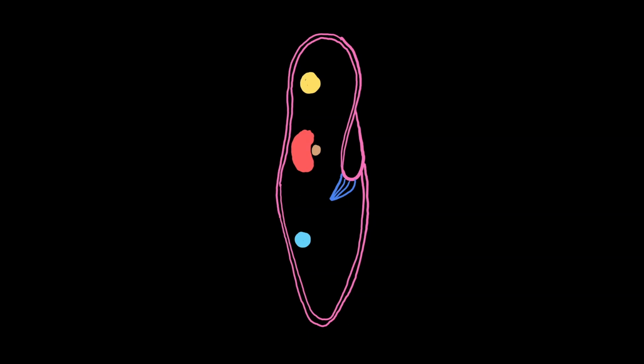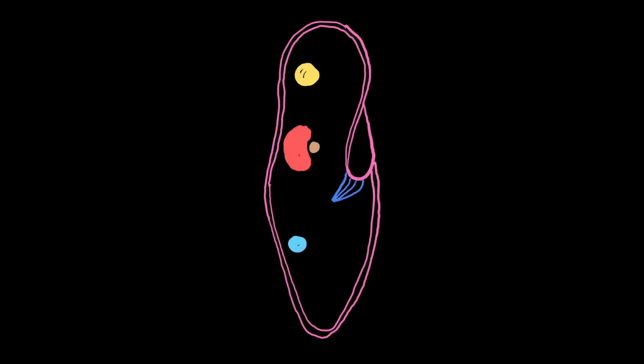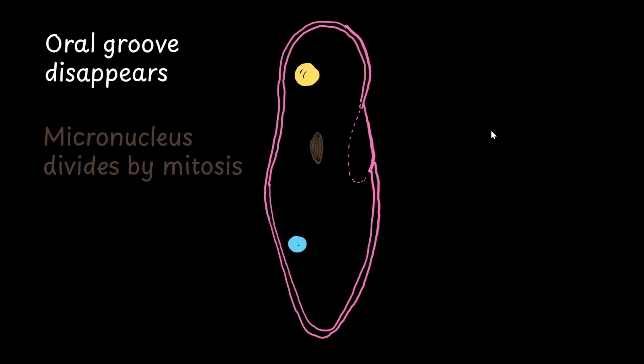During this period, the paramecium starts feeding until it reaches its maximum size, and then it stops. As the cell is preparing to divide, we notice that the oral groove in the parental cell starts to disappear. Then we start seeing changes in the nucleus. So, starting with our micronucleus, it starts to divide by mitosis.